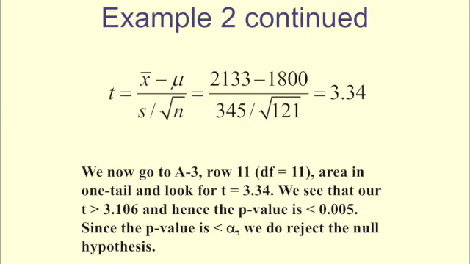We get a t-score of 3.34. Now, my sample size was 12, so my degrees of freedom is going to be 11. We go to our t-table, we go down to row 11, and we want to look for two values that would encase 3.34. We see that our t is greater than 3.106, which is related to the area 0.005. And because our p-value would then be less than that, our p-value is less than alpha, so we do reject our null hypothesis.